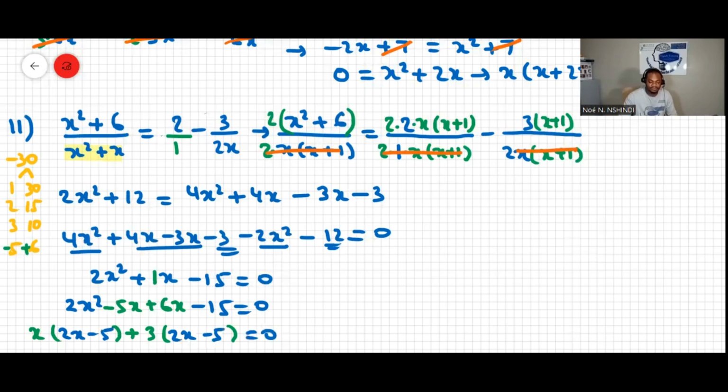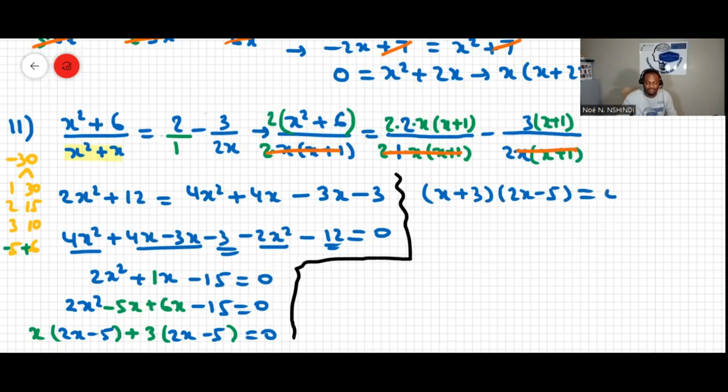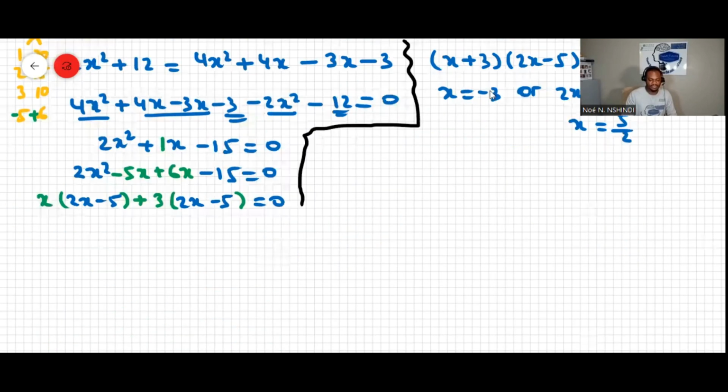Then this will be x plus 3 times 2x minus 5 equals 0. That will make x equal to negative 3, or 2x is equal to 5, that makes x is equal to 5 over 2. Then, these are the solutions for this equation. And then let's see, the next question will be question 12.